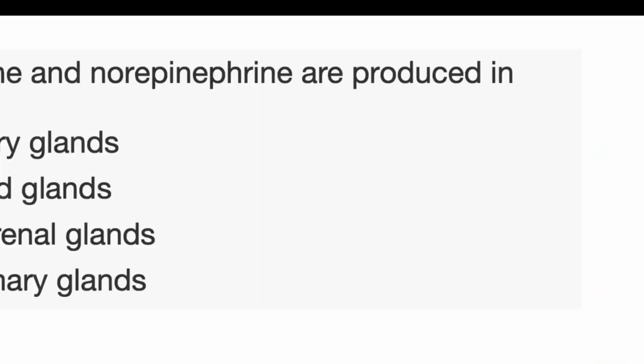Question number 1. Epinephrine and norepinephrine are produced in dashed. Option A, pituitary glands. Option B, thyroid glands. Option C, suprarenal glands. Option D, mammary glands.